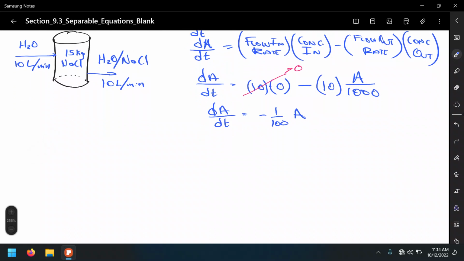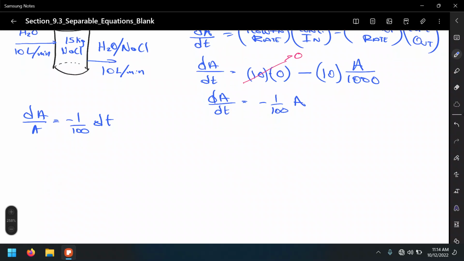Let's solve the differential equation. dA over A equals negative 1 over 100 dt, and we can solve this by integrating both sides. That's simply ln of A equals negative 1 over 100 t plus c. But recall that we only add the plus c on the right hand side of the equation, not on the left hand side.